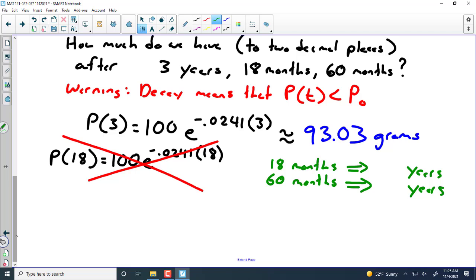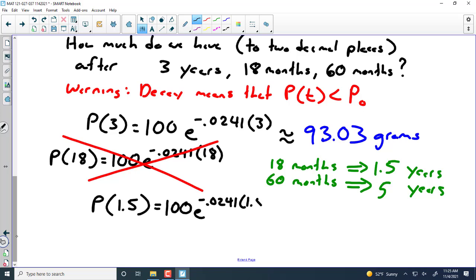Now, fortunately, I picked ones that I thought we could convert pretty easily. 18 months is how many years? 1.5. Very good. 60 months is how many years? 5. So if you plug in 18 or 60, you're not going to get the right answer because you're doing 18 years and 60 years. This equation is designed to take years only. So we have to convert and do P of 1.5 and P of 5.